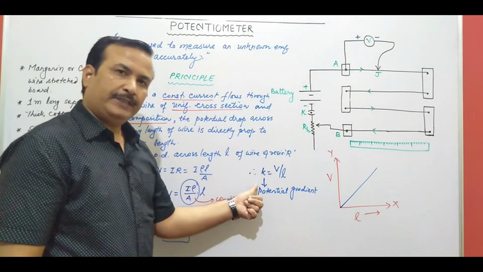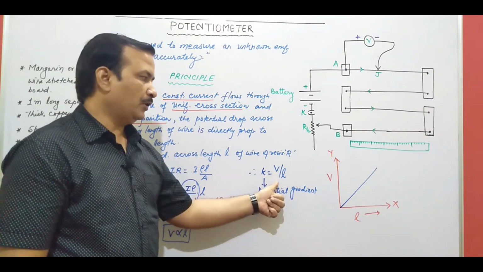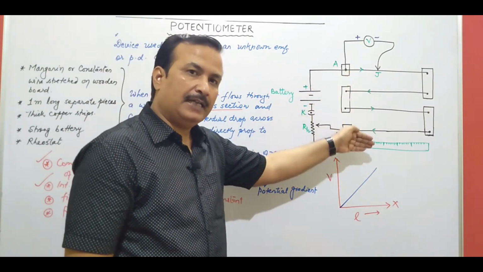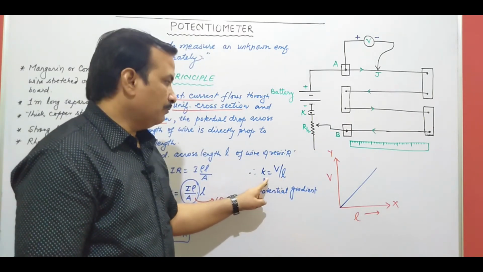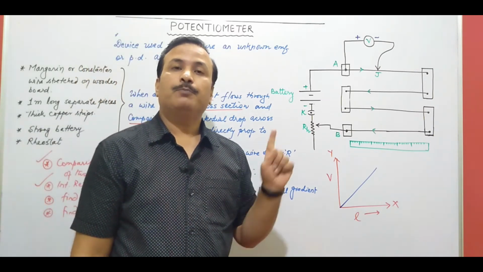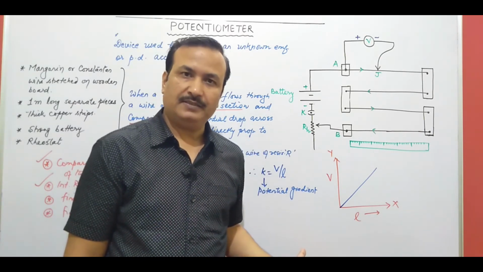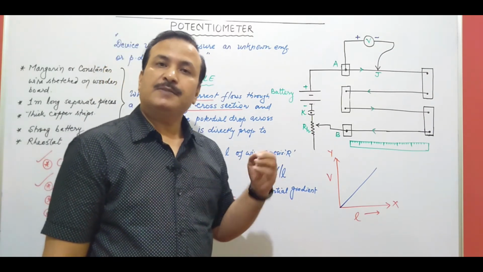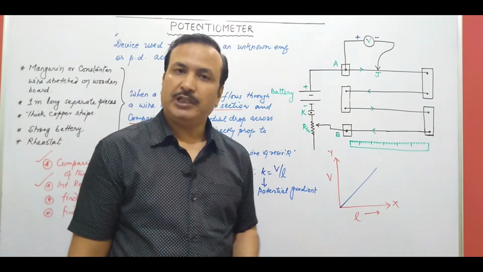Here we see one more thing, that this potential gradient is given by V by L, potential upon length. Why are we taking the length of the wire larger in the potentiometer? Because if this L is large, potential gradient will be small, and if potential gradient is small, your potentiometer will be more sensitive. Take care, again this is a reasoning question. So L should be large to give smaller potential gradient, giving you a more sensitive potentiometer.